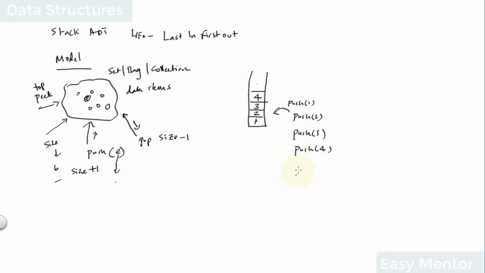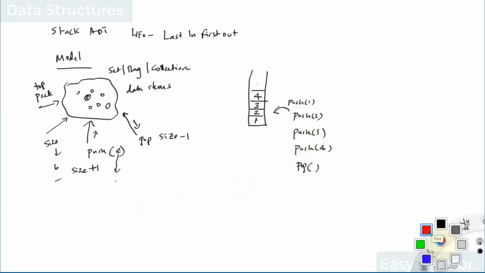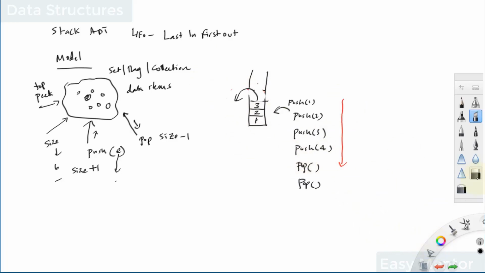And then when you call pop on the stack, the element that is deleted is the element that's right on the top of the stack. So after pop is called, let's represent the timeline from top to bottom. 4 is removed, and then 3 is removed.